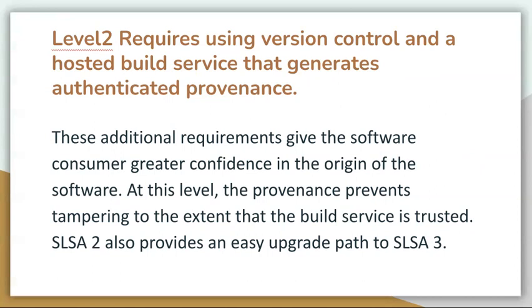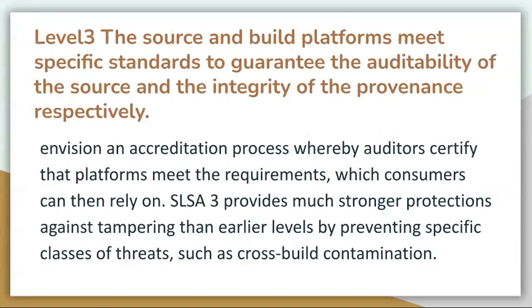So you have to make sure that when you are doing the builds, you are using the version control system, like at least Git and the hosted build services that generate the authenticated provenance. So again, this is where you will have the authentication in place, so outsiders cannot make any changes. Only the persons who are authenticated and authorized would be able to generate such a build. So this provides you at least a level of provenance.